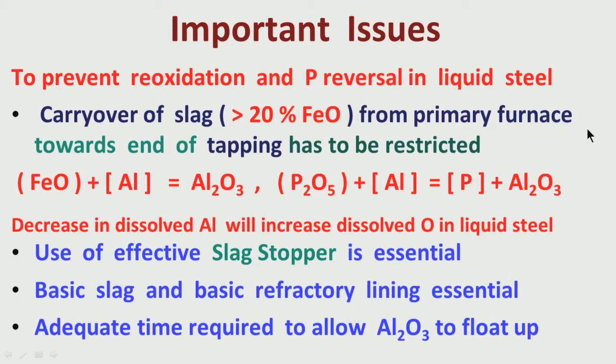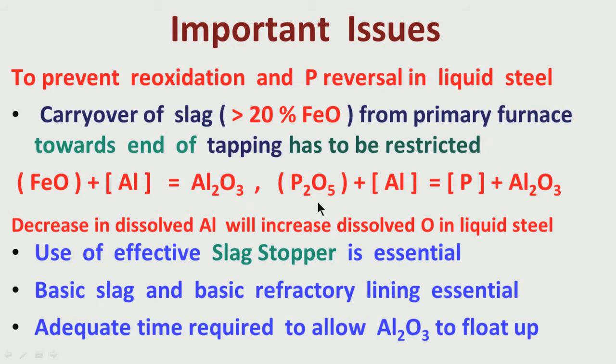I have told that towards the end of tapping from the primary furnace, when we are tapping liquid steel from the primary furnace to the ladle, there is a possibility of some slag getting carried over to the ladle. Now, the primary furnace slag is rich in FeO, more than 20%, maybe 25%, maybe slightly more. It has some amount of MnO also. It has also about 3% or slightly more phosphorus oxide. So, this FeO can react with dissolved aluminium. Phosphorus oxide in slag, if it comes to the ladle from the primary furnace, can react with aluminium in liquid steel. MnO, like FeO, can also react with aluminium and give rise to alumina.